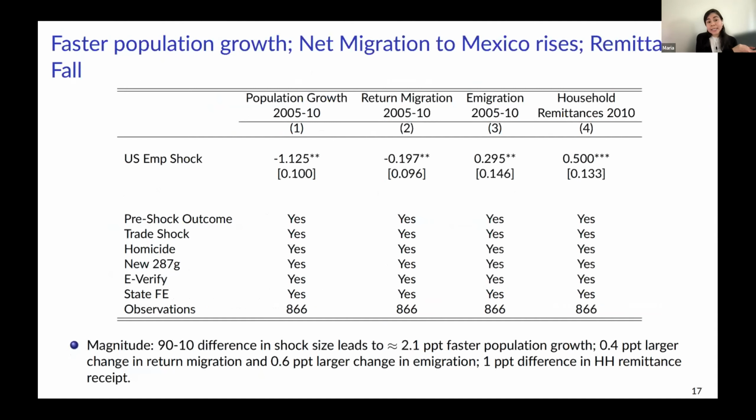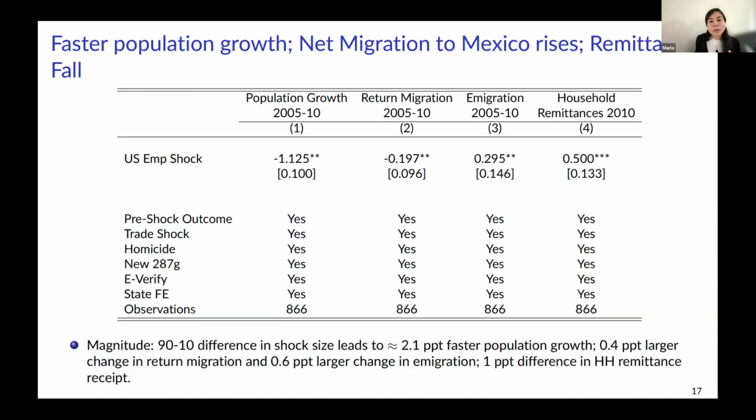So what we find is that actually there were changes in migration patterns and remittances. So here in this table, each column represents a different outcome. And if we focus on the first column, we see this negative coefficient. And what this is telling us is that a municipio that faced larger employment declines experienced faster population growth.